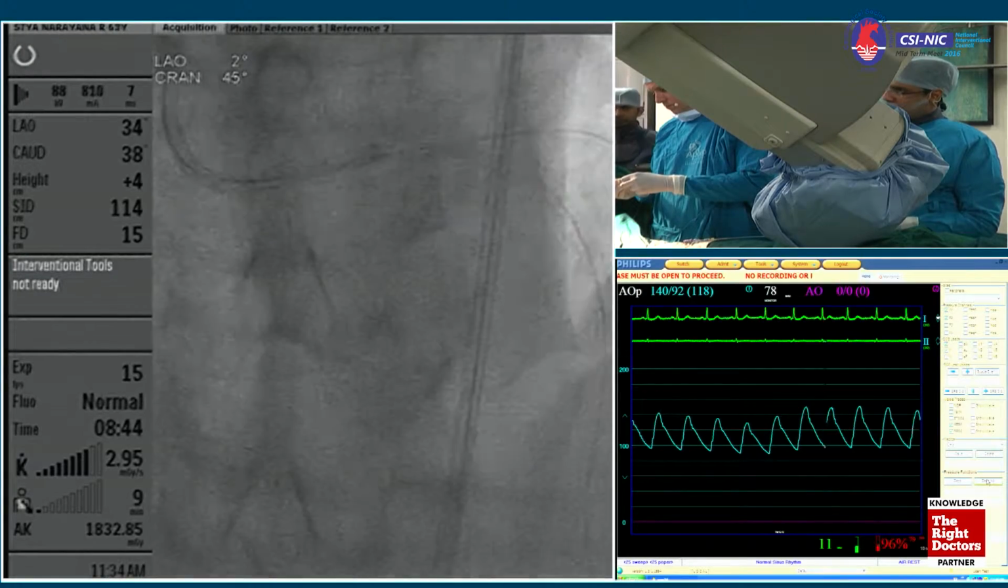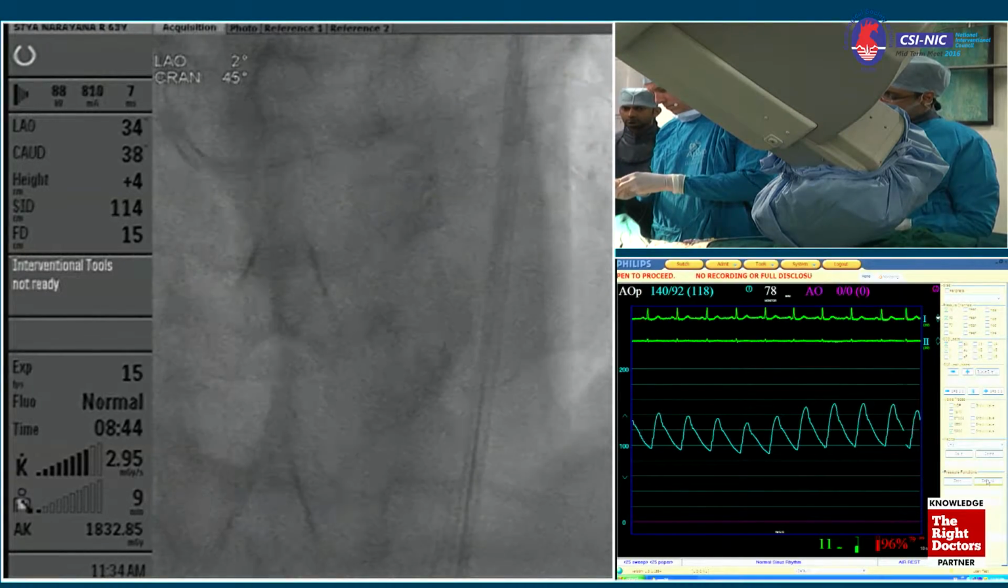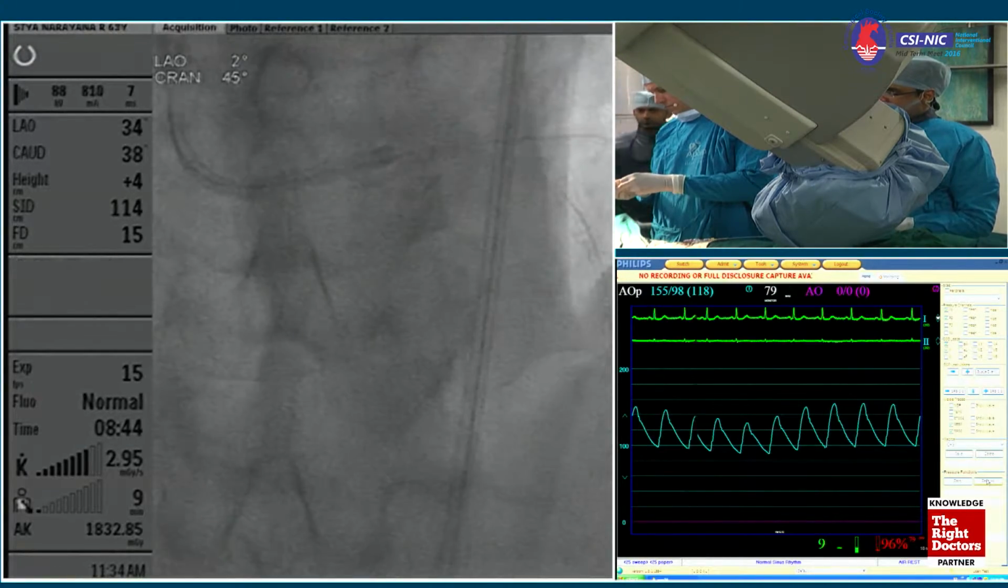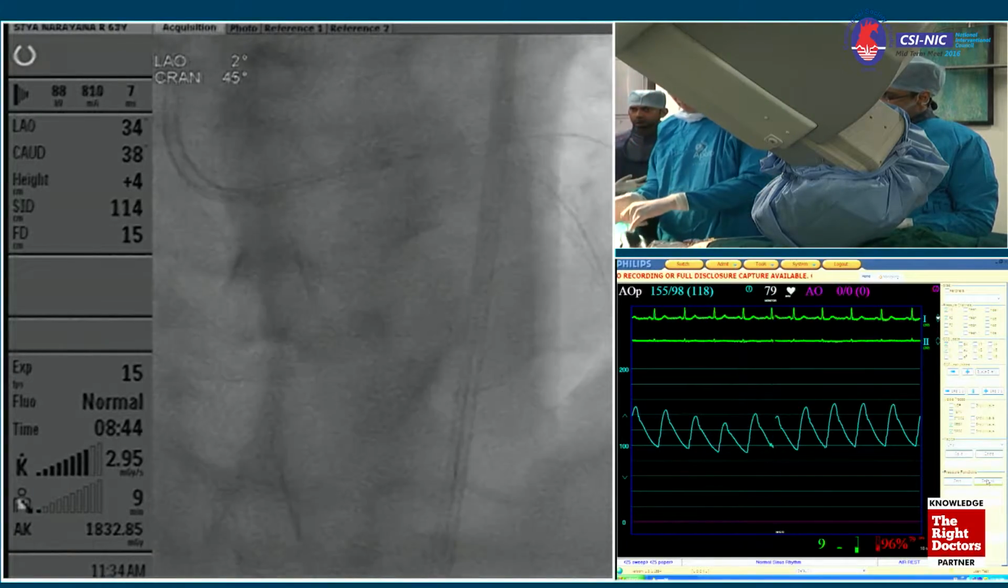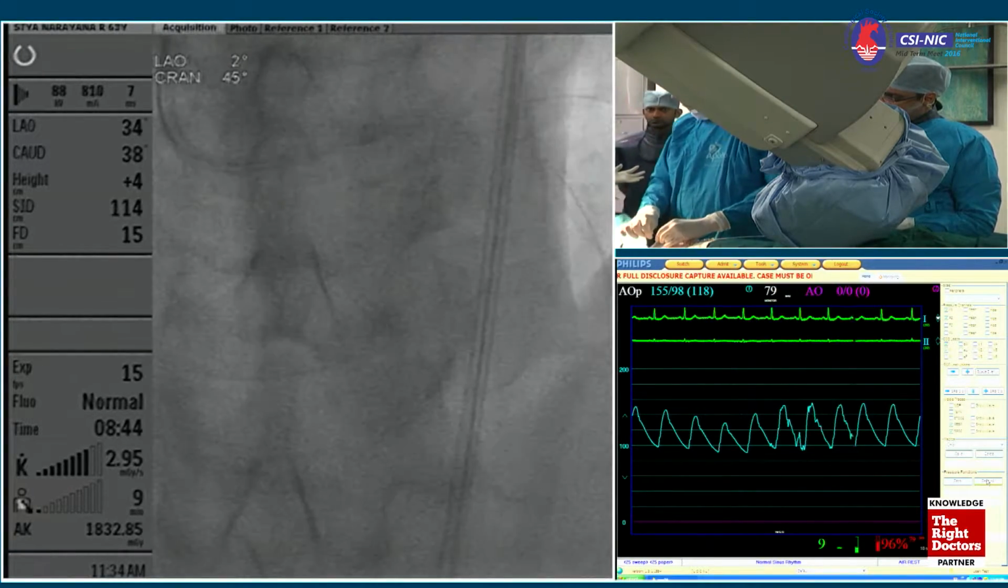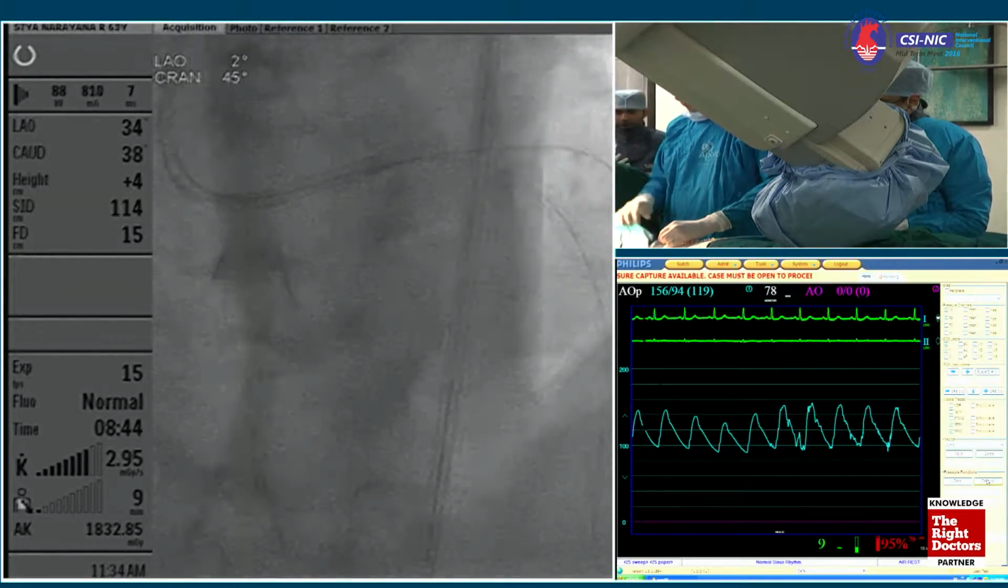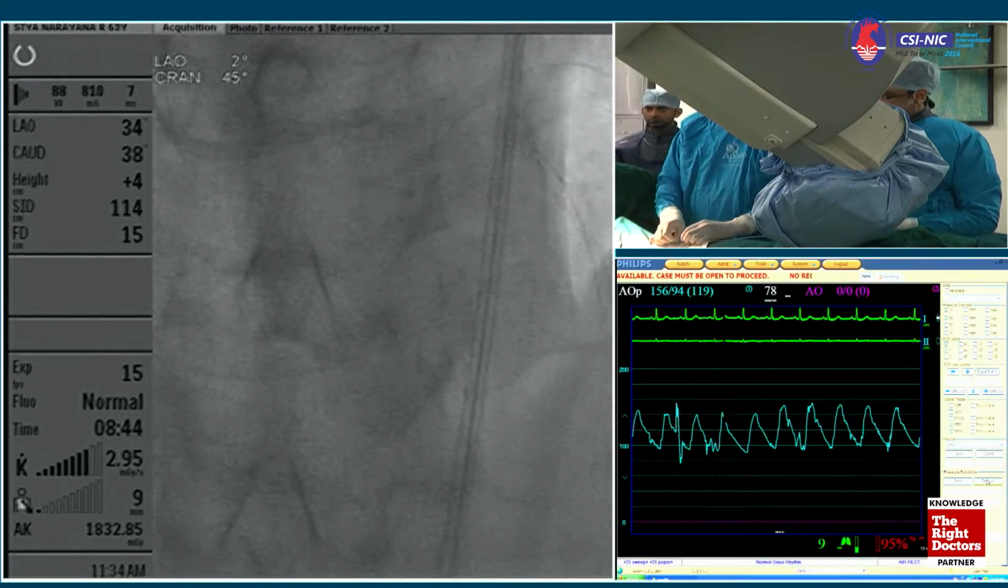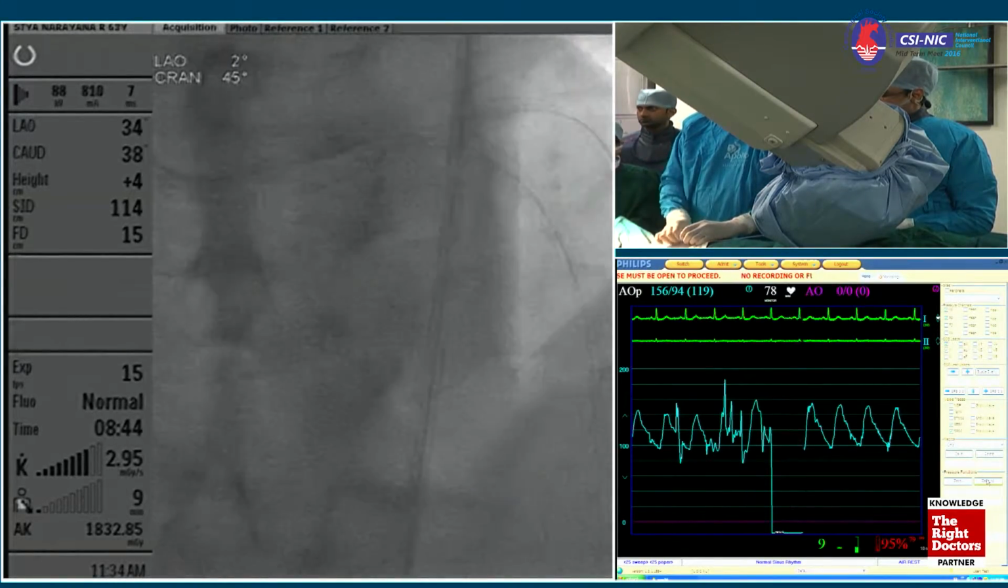There are 3 lesions: a proximal, a mid, and a distal lesion. I don't know whether the surgeon will be able to revascularize all 3 segments. They'll put a LIMA graft at one place. So in that patient, I think BVS with PCI is a better option.